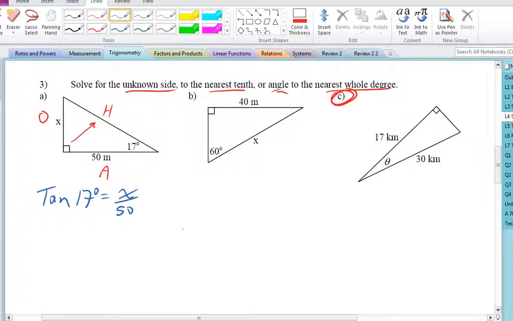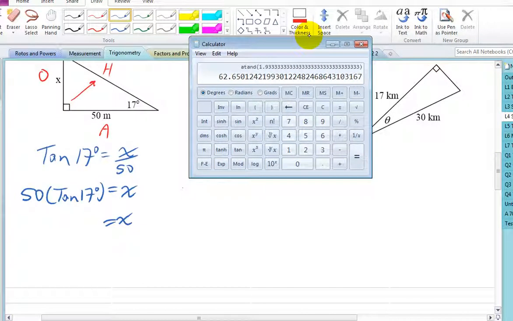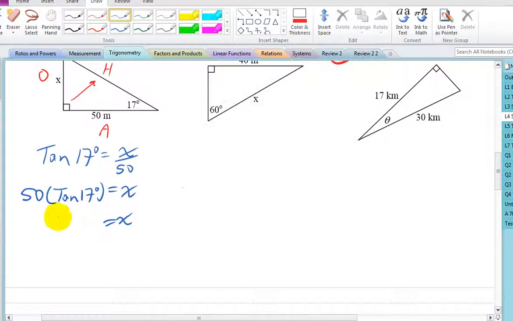I'll give you a second. If you know what you're doing, continue on. Otherwise, work through this. For your work, you want to do the opposite of divide by 50. Bring it up and multiply. Keep this in brackets, and that's going to equal x. Make sure your calculator is in degrees. You should see a D on there. So then 50 times tan 17.